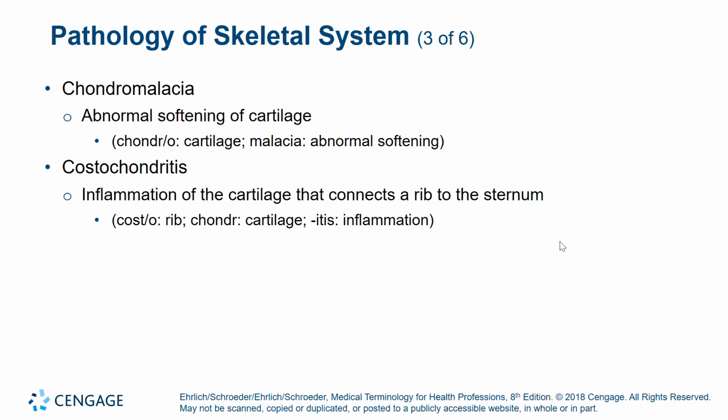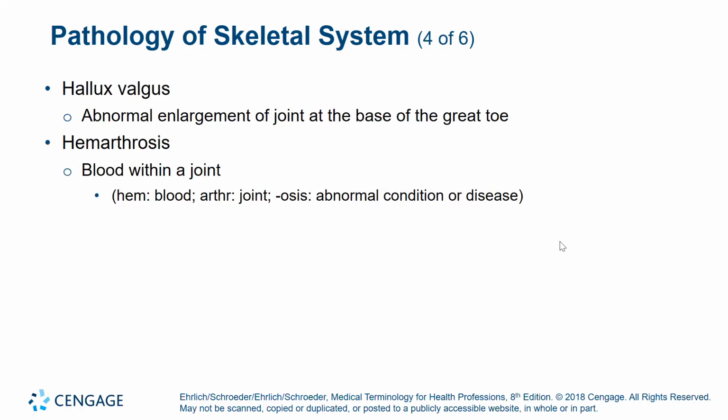Costochondritis, breaking the term down, costo is rib, chondro cartilage, itis is inflammation. So it's inflammation of the cartilage that connects a rib to the sternum. Costochondritis. Next, we have the pathology. Let's see if I can say this. Hallux valgus is abnormal enlargement of the joint of the base of the great toe.